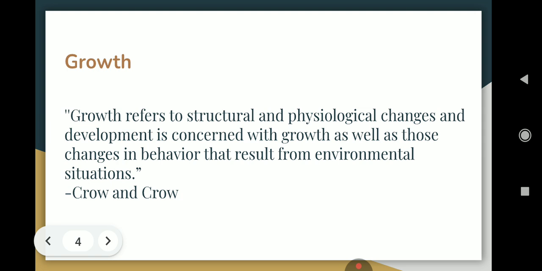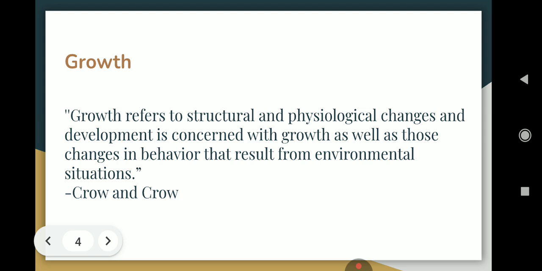So what is growth? Growth refers to structural and physiological changes, and development is concerned with growth as well as those changes in behavior that result from environmental situations. This definition is by Crow and Crow. Sometimes they give the definition and ask who gave it, so it will be helpful for you to answer such questions. I cannot give you all the definitions, but it may help you to eliminate options.